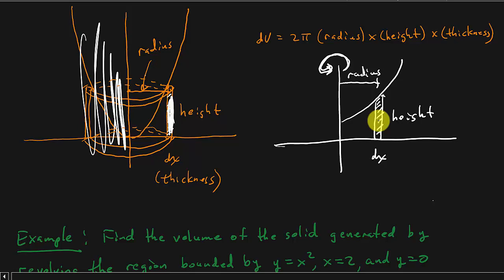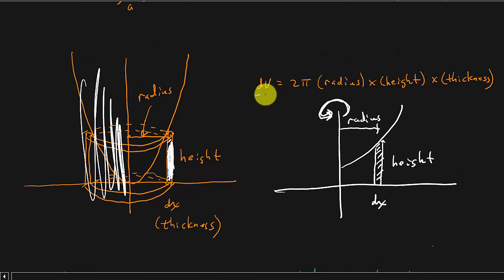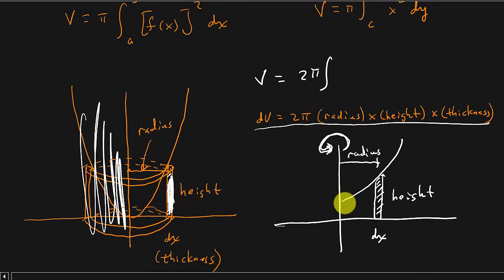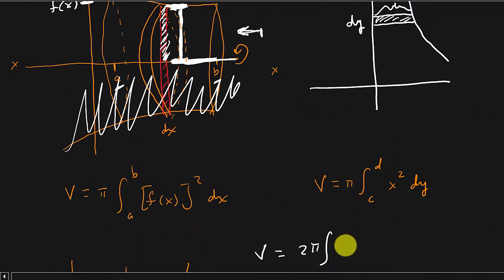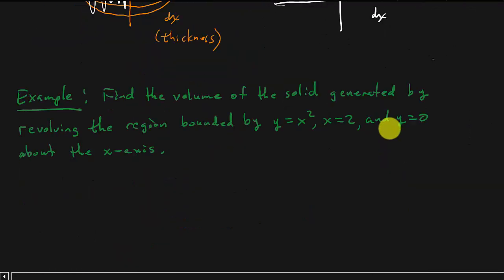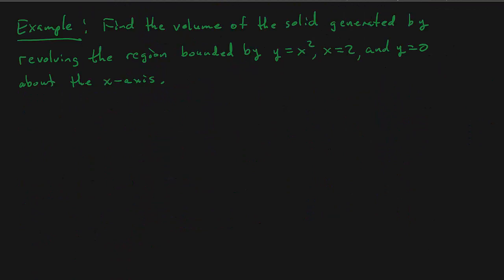And just remember, this is what you've got to find for the shell method. Of course, we'll have volume equals 2 pi times all of this. I just wrote it out like this, not as an integral, but if we got dV to get V, we've got to integrate it. Then to use the disk method, you've got to get the radius, square it, and multiply by pi. All right, so let's take a look at this example.